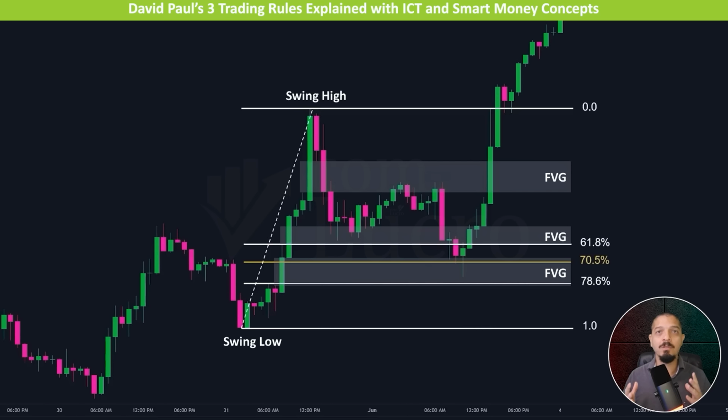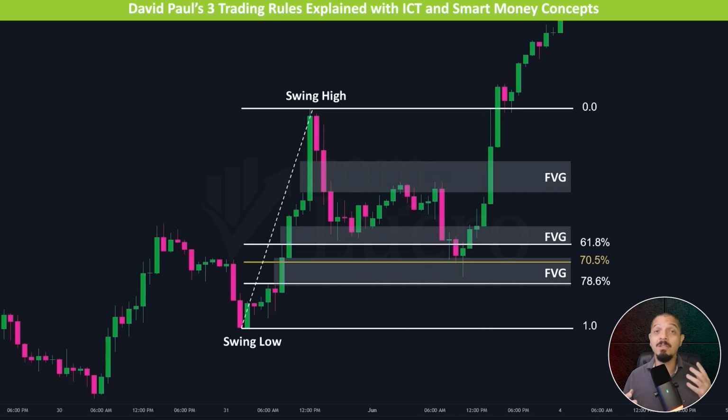A more conservative approach, however, is to wait for price to retrace deeper into the third fair value gap and enter the long position there. This is because price may use the first fair value gap as a liquidity grab, trapping early long positions. In summary, combining the optimal trading zone with fair value gap areas creates strong supply and demand zones and offers a high-quality trading opportunity.